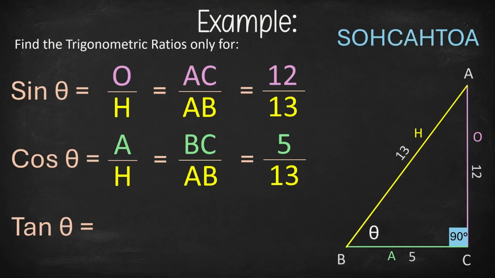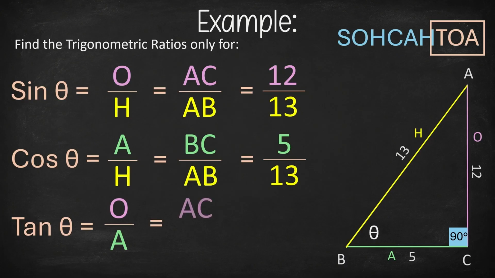And now let's find the trigonometric ratio for tan theta. Here I'm going to use the TOA in SOHCAHTOA because T stands for tan, O stands for opposite, and A for adjacent. Again, notice that O comes before A. Therefore, I'm going to write O over A. Let's replace it with the names of the sides. So for O, I'm going to write AC, and for A, I'm going to write BC. And now let's replace it with the values. O or AC is equal to 12, and A or BC is equal to 5. And this is the trigonometric ratio for tan theta.